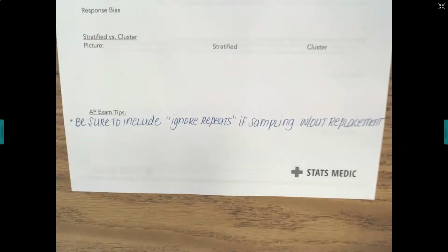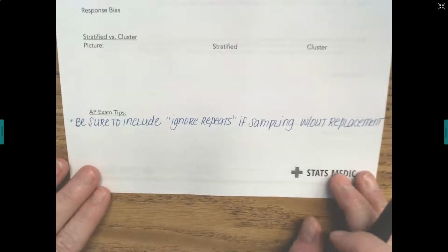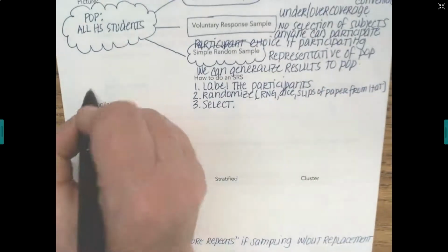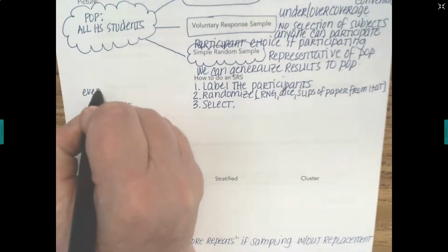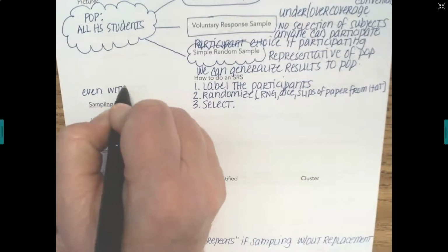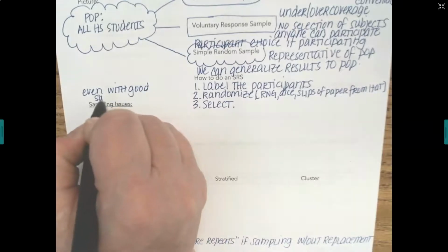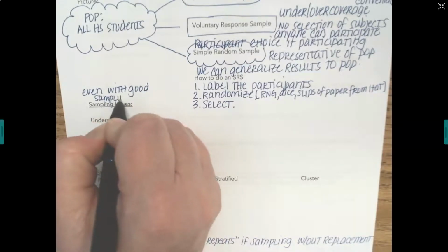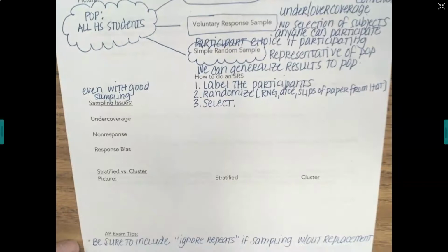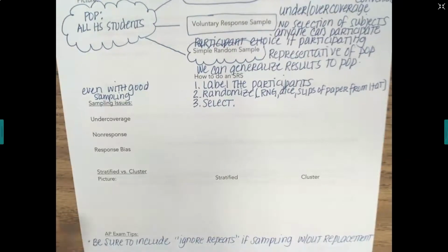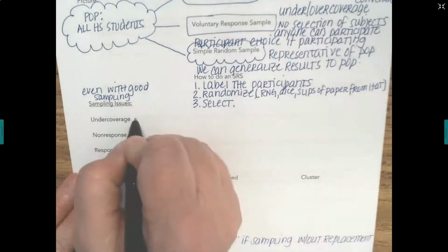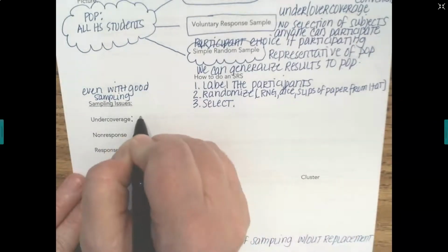All right, so there are some issues that we could run into even if we have good sampling. Even with good sampling, bad things can happen. Some of the issues are undercoverage, and undercoverage, to remind you, is when those who should be included are not.